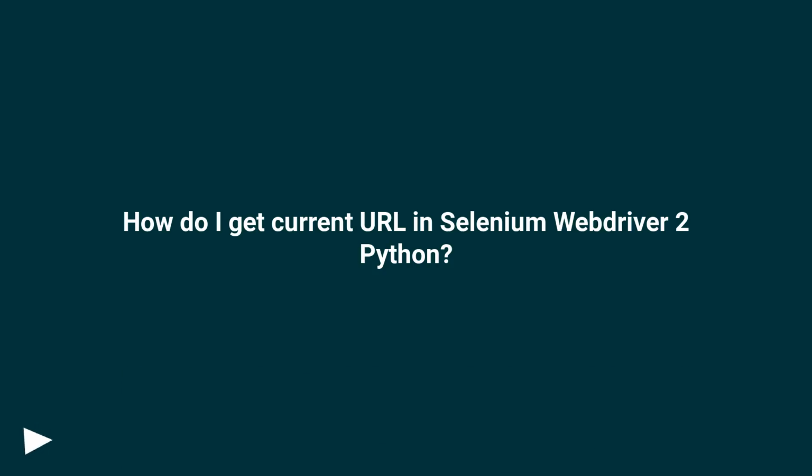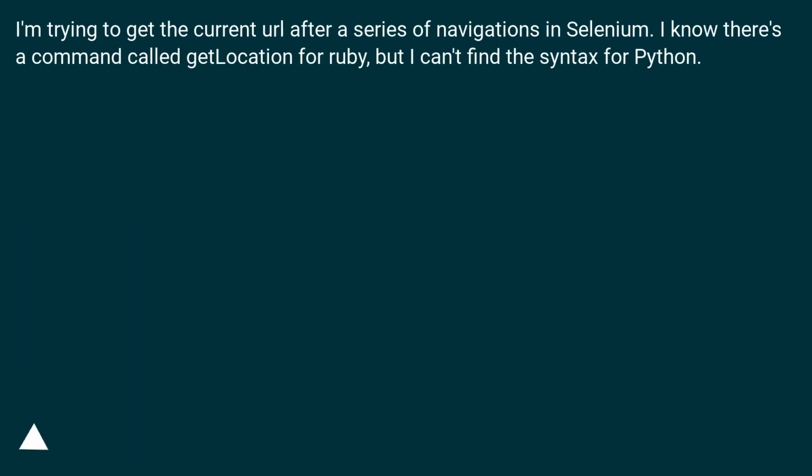How do I get the current URL in Selenium WebDriver 2 Python? I'm trying to get the current URL after a series of navigations in Selenium. I know there's a command called getLocation for Ruby, but I can't find the syntax for Python.